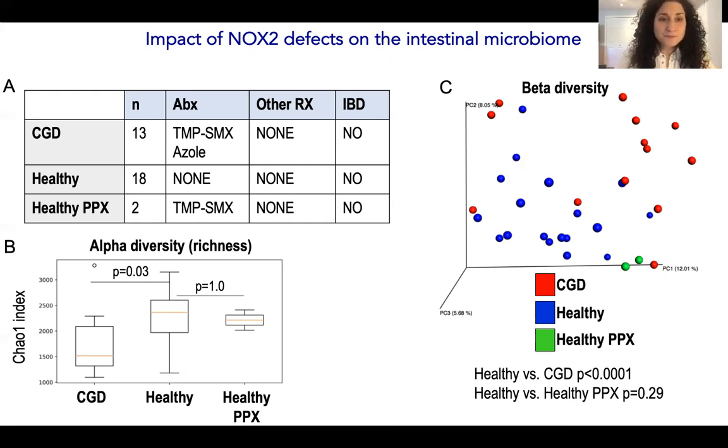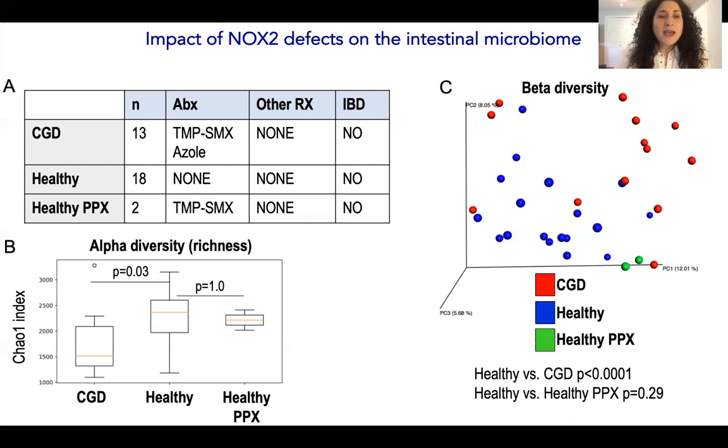We also found that immune modulators, especially steroids, have a big impact on the intestinal microbiota. So in this context, what we did is we took samples from patients with CGD who were only on antimicrobial prophylaxis, so trimethoprim, sulfamethoxazole, and an azole, and were not on any other medication and did not have inflammatory bowel disease. And we compared the microbiota from the stool of these patients with that of patients that are healthy and patients who were on prophylactic antibiotics, more specifically trimethoprim, sulfamethoxazole, for prophylaxis against urinary tract infections or recurrent urinary tract infections.